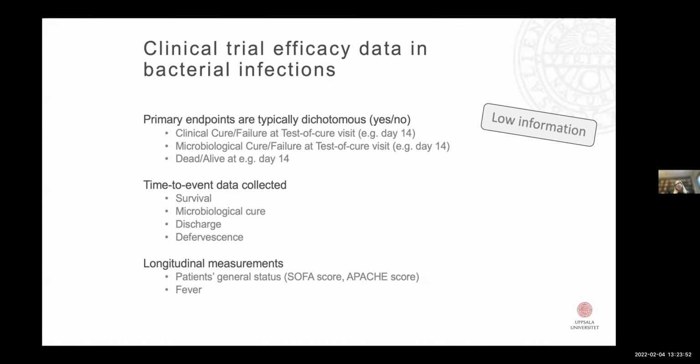But even more informative would be to use longitudinal measurements. So we look more into the patient's general disease status. And here we have the SOFA score, which I will come back to, and also the PASH score. You can also think of fever, but of course it's difficult because you get medication against the fever, and that may not be so reliable from that perspective.